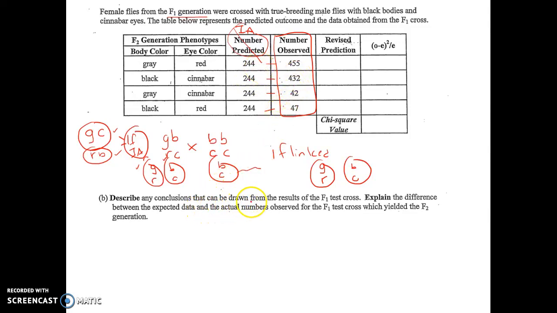So describe any conclusions that can be drawn from the results of this F1 test cross, which is what we were showing up here. This is the F1 test cross. Explain the difference between the expected data and the actual numbers observed for the F1 test cross, which yielded this F2 generation up here. This difference is most likely due to the independent assortment hypothesis being incorrect.